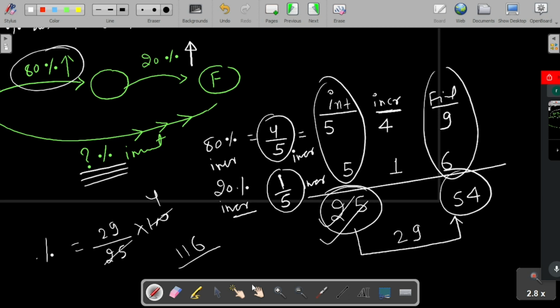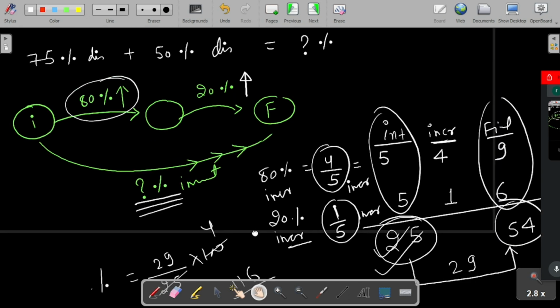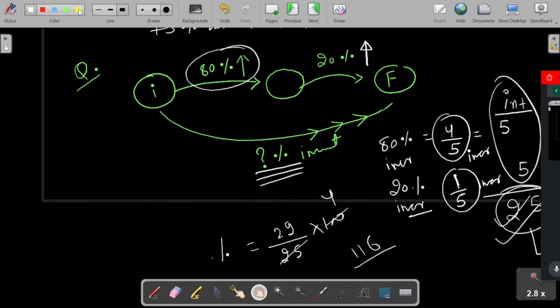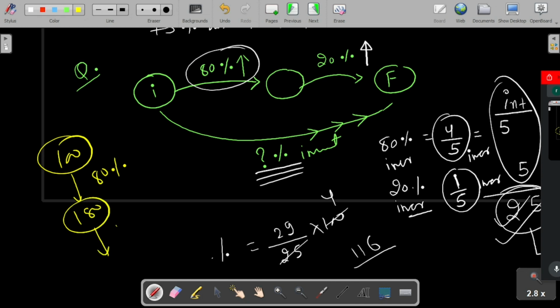This method? You want to verify? You may verify by taking a number 100. If you want to verify, just take it quickly. Take the initial number 100. Increase it by 80%. What is it? It is now 180. Now again increase it by 20%. Can you tell me what it will be?